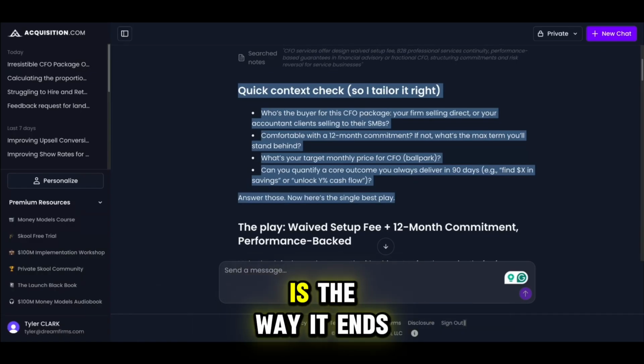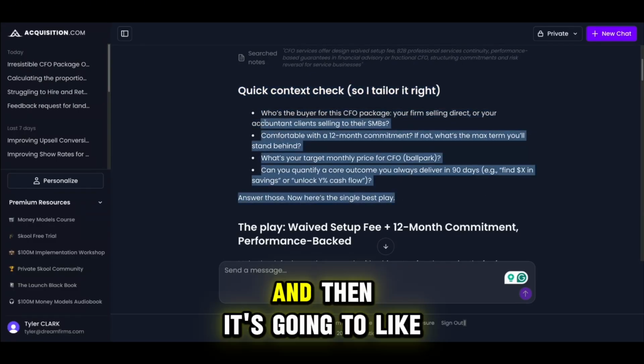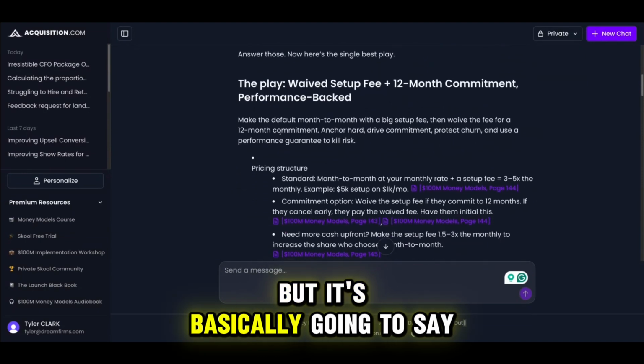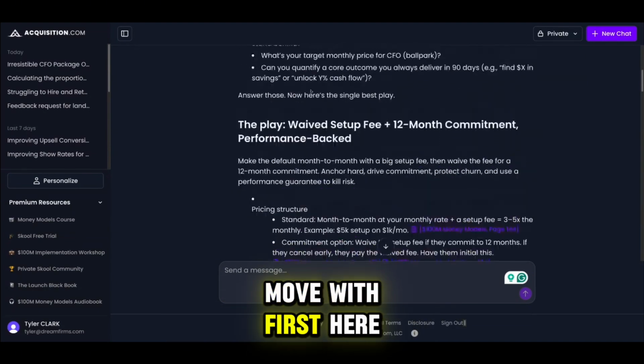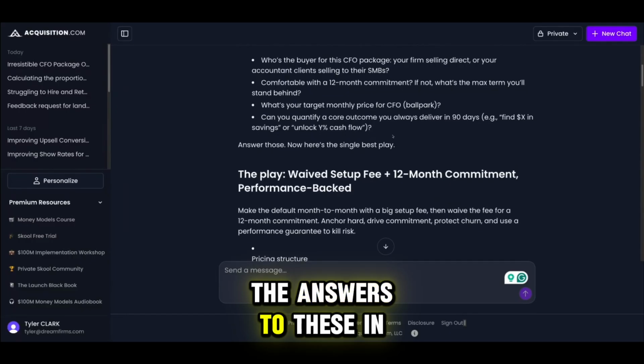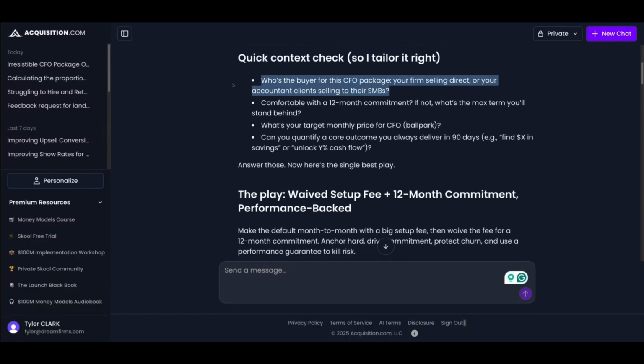And the third thing is the way it ends the messages, which I'll show you in a little bit here. So again, this is follow-up messages, and I'm going to help you out. But it's basically going to say, this is what we would move with first here. And I give the answers to these in my response down below. But essentially, who are you selling this to?